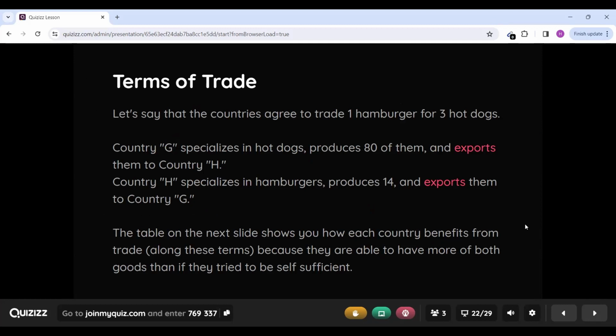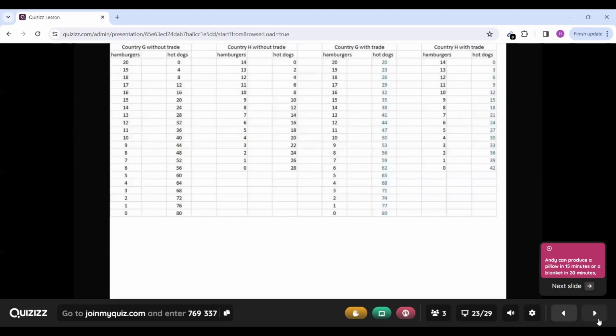Country G specializes in hot dogs, produces 80 of them, and exports them to country H. Country H specializes in hamburgers, produces 14, and exports them to country G. The table on the next slide shows how each country benefits from trade along these terms because they're able to have more of both goods than if they try to be self-sufficient. So with trade, they would have more of both goods in this case.